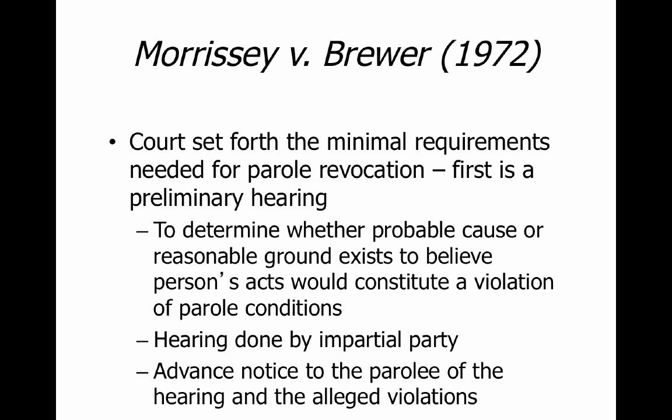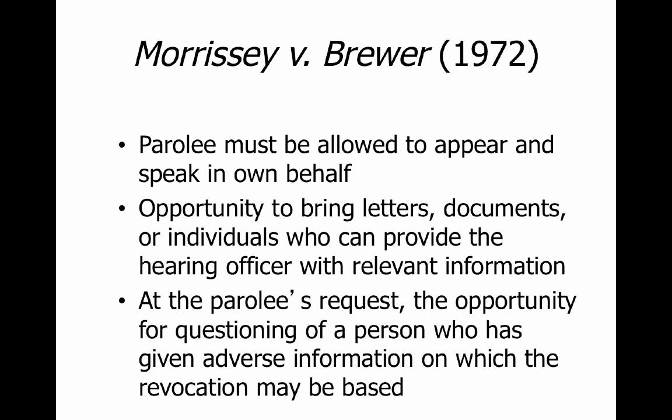The first thing is a preliminary hearing. That's to determine whether probable cause or reasonable ground exists to believe the person's acts would constitute a violation of the parole conditions. The hearing needs to be done by an impartial party, and advance notice needs to be given. The parolee must be allowed to appear and speak on his or her own behalf, and have the opportunity to bring letters, documents, or individuals who can provide the hearing officer with relevant information. And at the parolee's request, there is the opportunity for questioning of a person who has given adverse information on which revocation may be based.